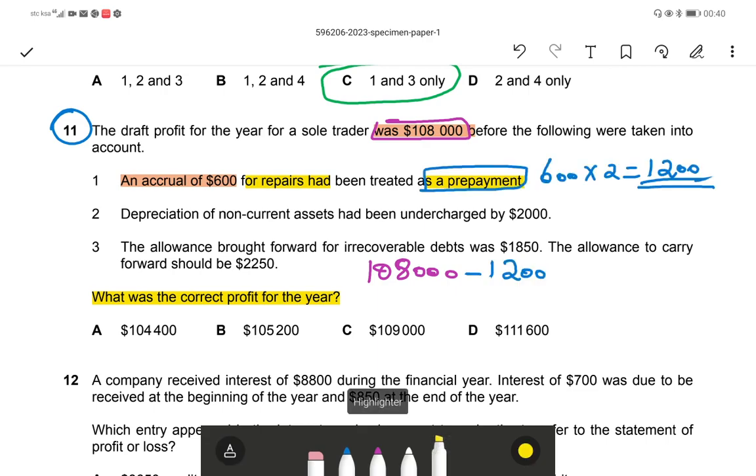Next, depreciation of non-current assets has been undercharged by 2,000. Undercharged means they recorded a smaller amount. So 2,000 depreciation was not charged, which means cost is less, expense is less, and so profit is more. Profit is more, so this 2,000 should be deducted from the wrong profit.